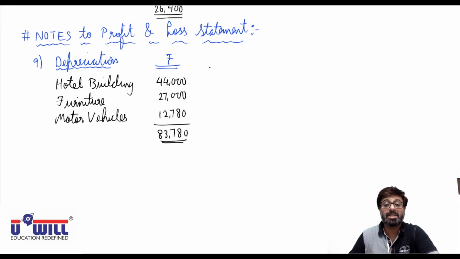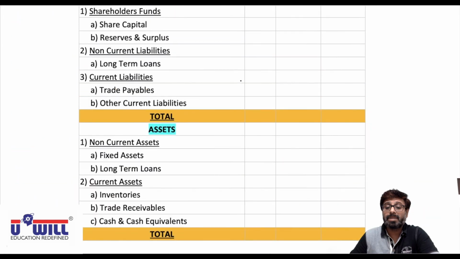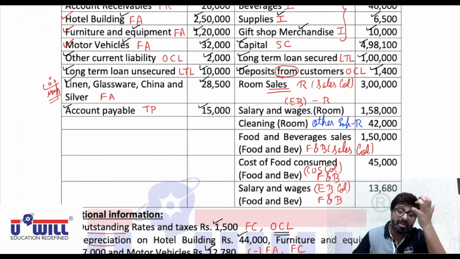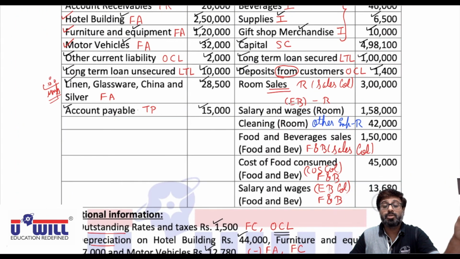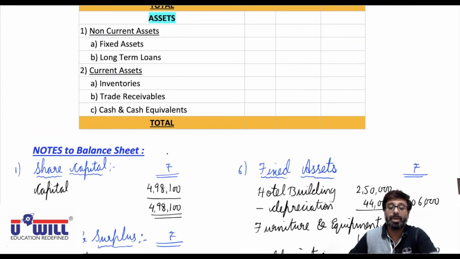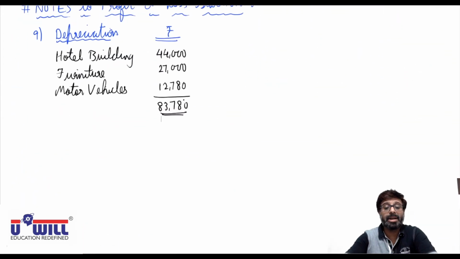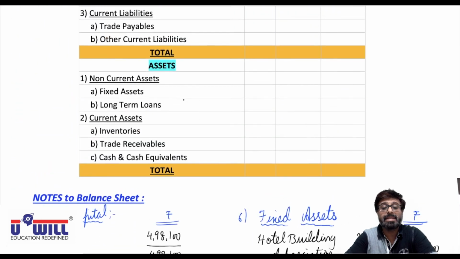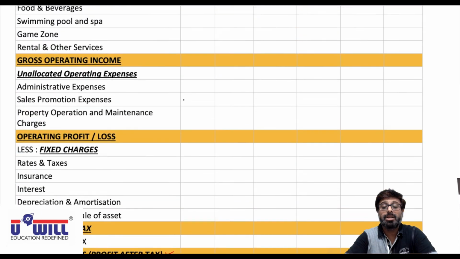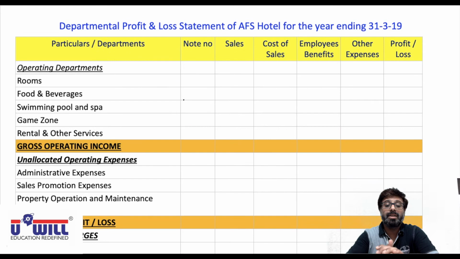We make note only for other expenses. In other expenses, only one item of room is there. Food and beverages, there are no other expenses. Swimming pool and spa, game zone, rental and other services, administrative, sales promotion, property operation and maintenance, we don't have only in this question. So therefore, we are not making any other notes to P&L statement. Now, I hope everyone has already done with the formats of P&L statement and balance sheet. So we proceed putting the amounts, doing fill in the blanks in these two formats.